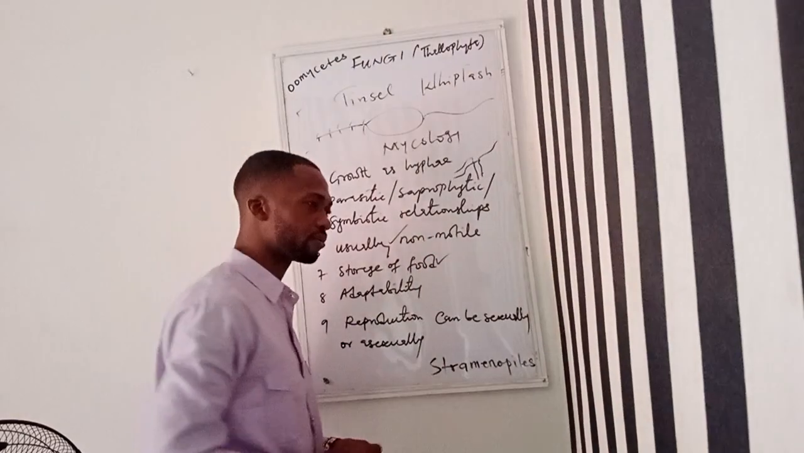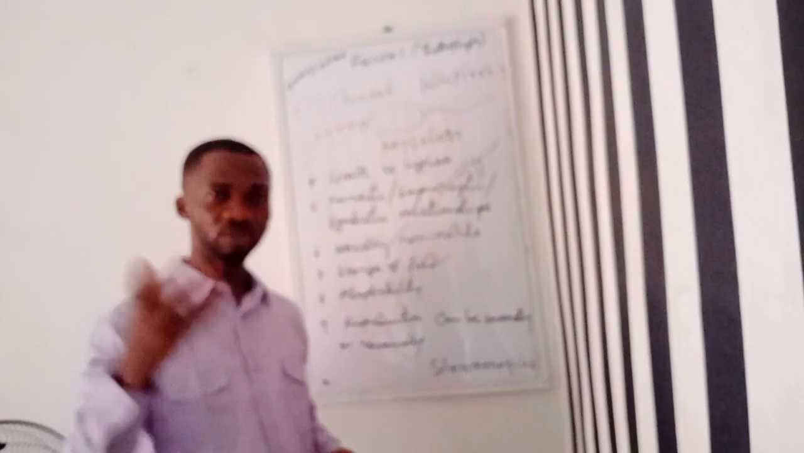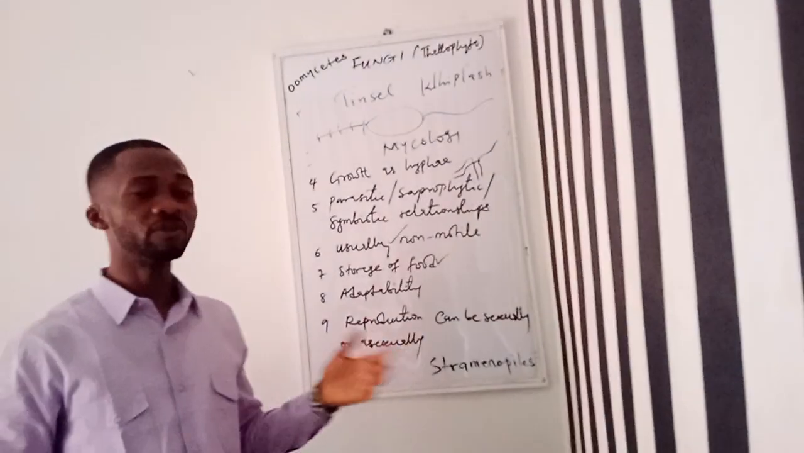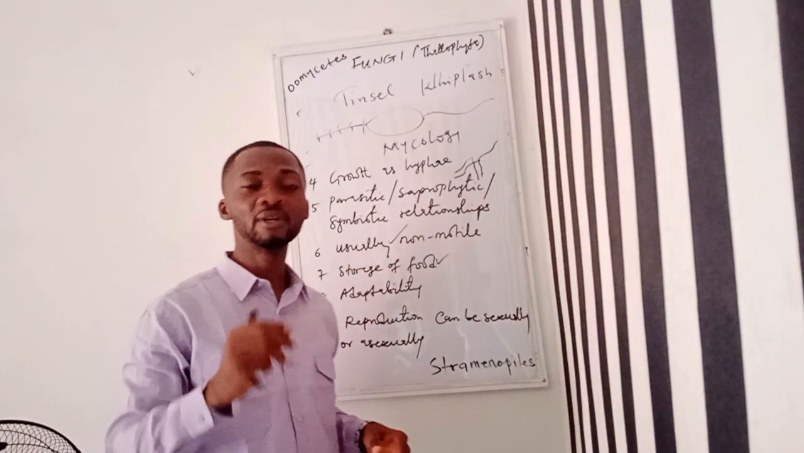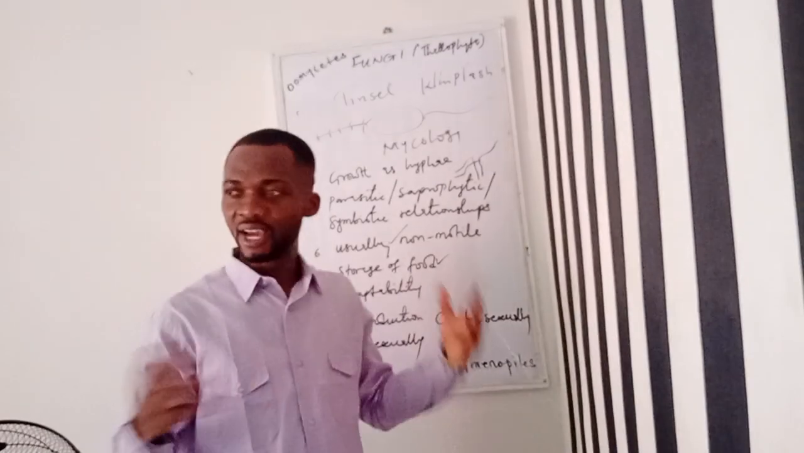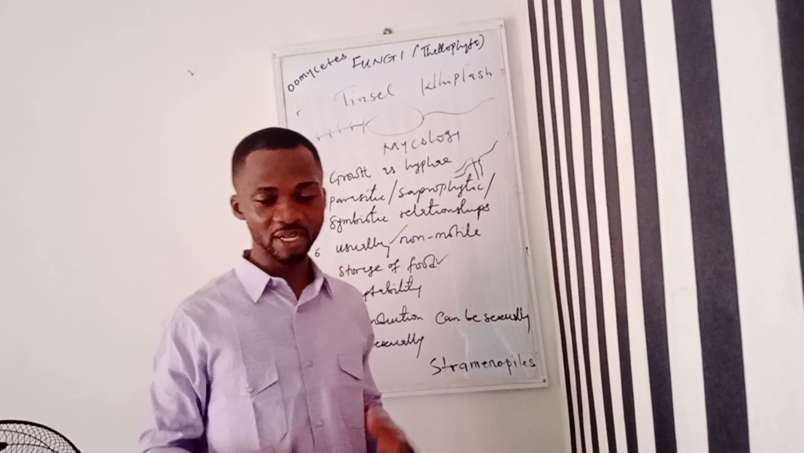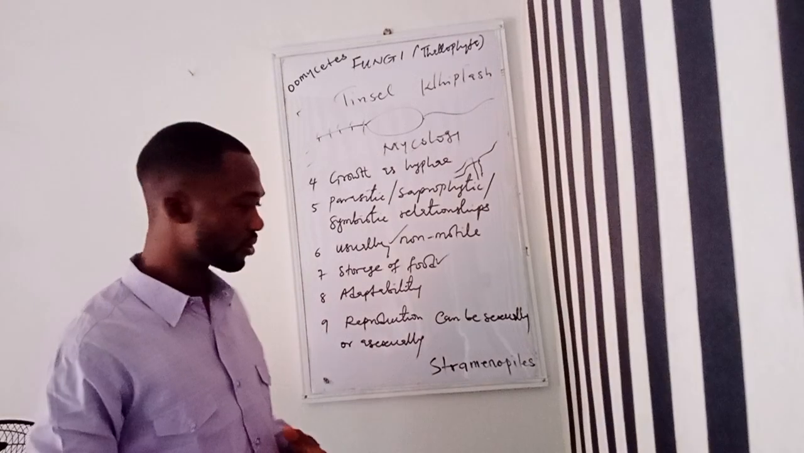The seventh one is storage of food. Fungi store their food in the form of glycogen. Their food is stored as glycogen, just like normal animals. And it's also one of the reasons why they are said to have animal-like characteristics, because they don't store their food in the form of starch like land plants and some algae. Don't forget that some algae store their food in the form of starch, and some other forms like chrysolaminarin, laminarin, and the rest of them. We all studied this when we talked about algae.